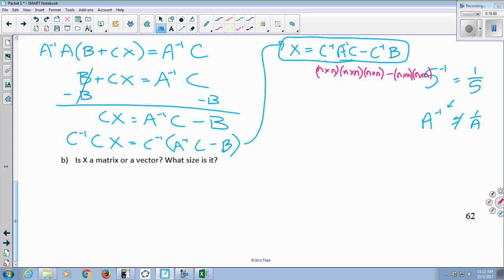So when you multiply an n by n times an n by n, the inner dimensions match, the outer dimensions are the answer, so you get an n by n. So these three multiplied together give you an n by n. These two multiplied together give you an n by n. And when you subtract matrices, you just subtract component-wise, so the result would still be n by n. Okay, so it is a matrix, and it's an n by n.